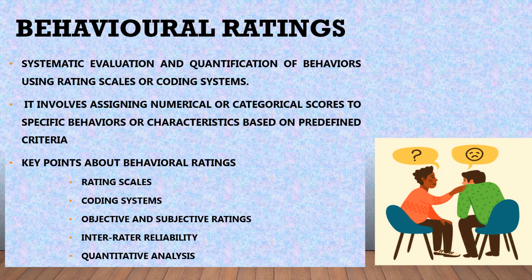Then, behavioral ratings can be based on objective or subjective criteria. Objective rating focuses on observable behavior that can be reliably measured by an external observer. Subjective rating involves the assessment of internal states, emotions, or subjective experiences reported by the individuals themselves or by knowledgeable informants. Then, inter-rater reliability. It is a measure of agreement between different raters or observers. It ensures that ratings are consistent and reliable across multiple observers. To establish inter-rater reliability, multiple observers independently rate the same behavior, and the degree of agreement or consistency among their ratings is calculated using statistical measures.